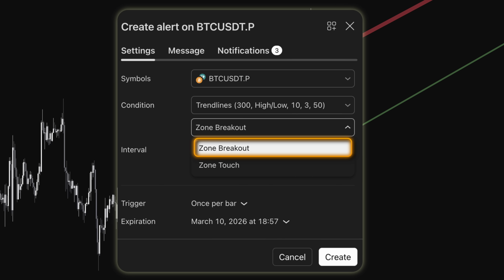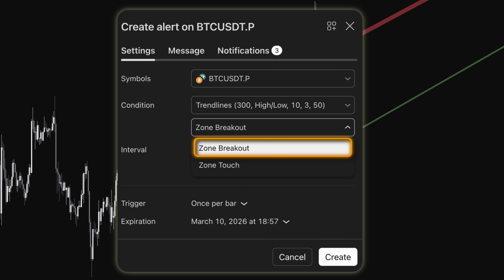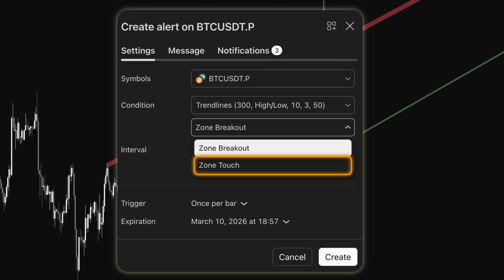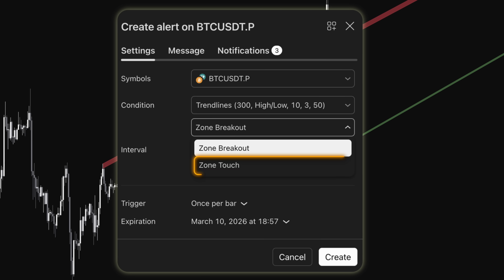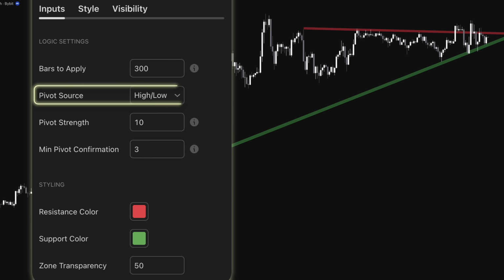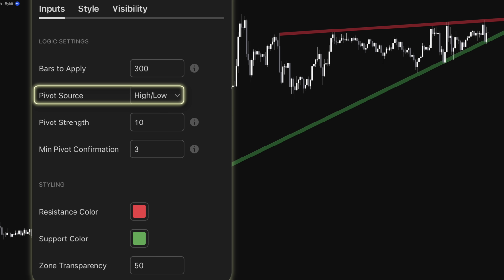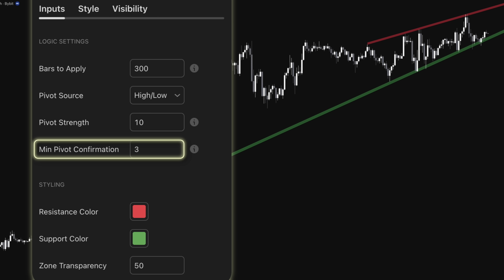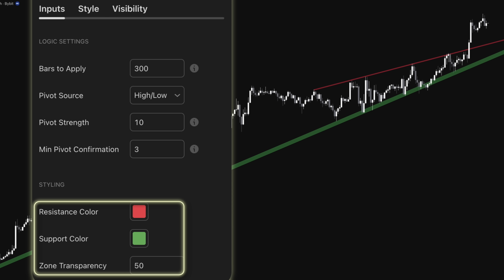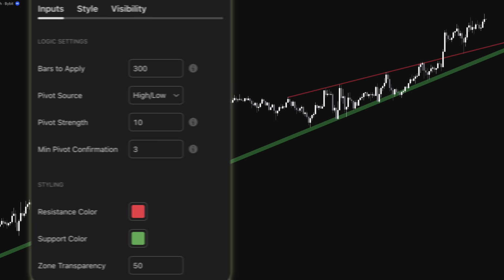Breakout detection triggers alerts when price closes beyond zone boundaries, after previously trading within them, while touch alerts activate when price wicks into the zone without breaking through. Customization includes adjustable look-back periods, with a default of 300 bars, pivot source selection between high or low or close prices, minimum pivot confirmation requirements, and separate color controls for resistance and support, with transparency settings.